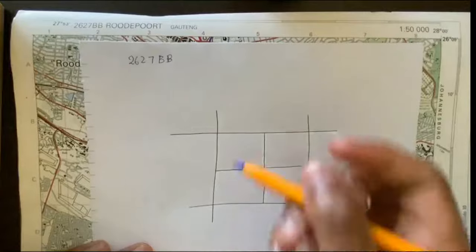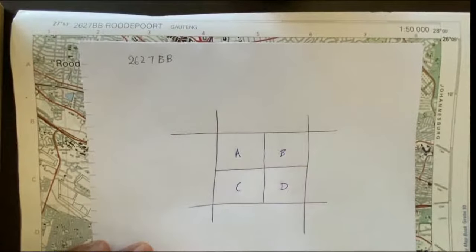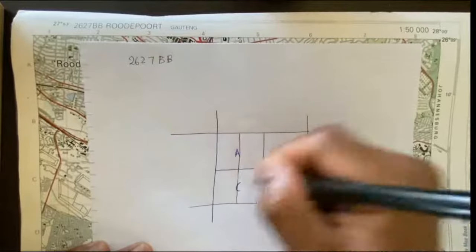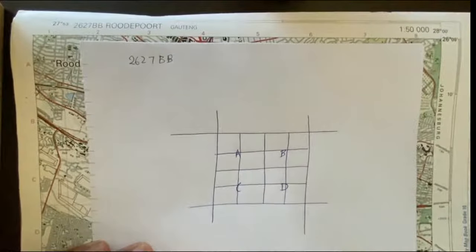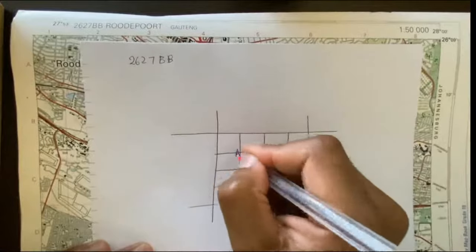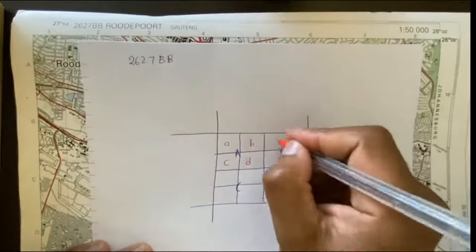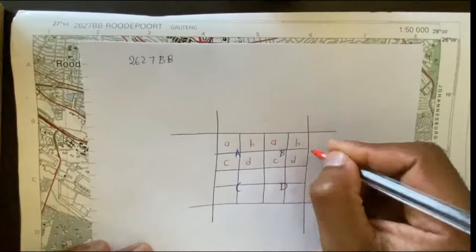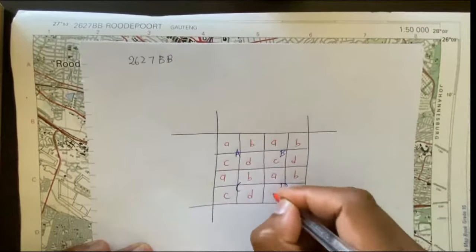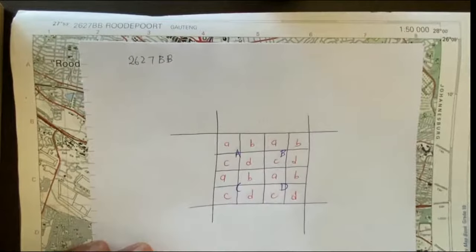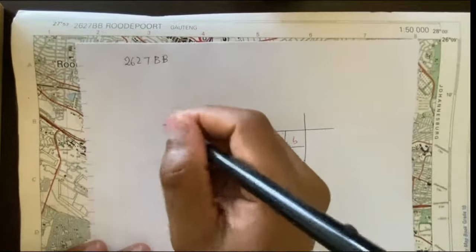I'm going to use different pens there. So this will be A, B, C, D, and then you further subdivide your blocks into small blocks. So A will be AA, AB, AC, AD, small blocks. A, B, C, D, A, B, C, D, A, B, C, D. Perfect.